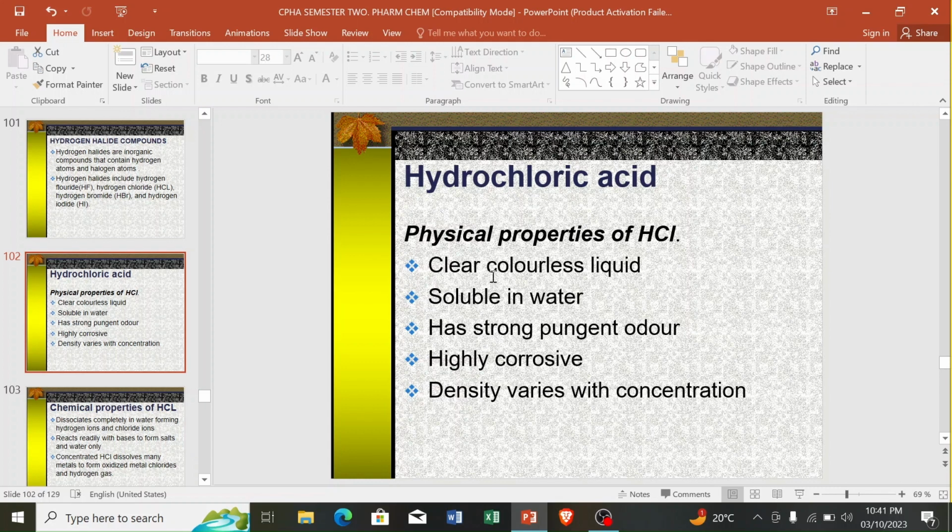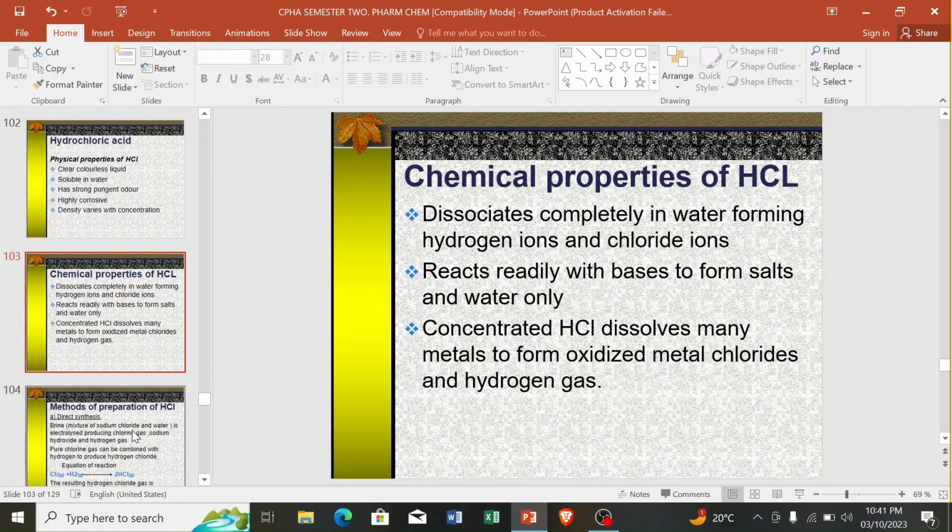Hydrochloric acid is a clear, colorless liquid, soluble in water. It has a strong pungent odor, and it's highly corrosive. The density varies with concentration. Chemical properties of HCl: it dissociates completely in water, forming hydrogen ions and chloride ions. Then it reacts readily with bases to form salts and water only.